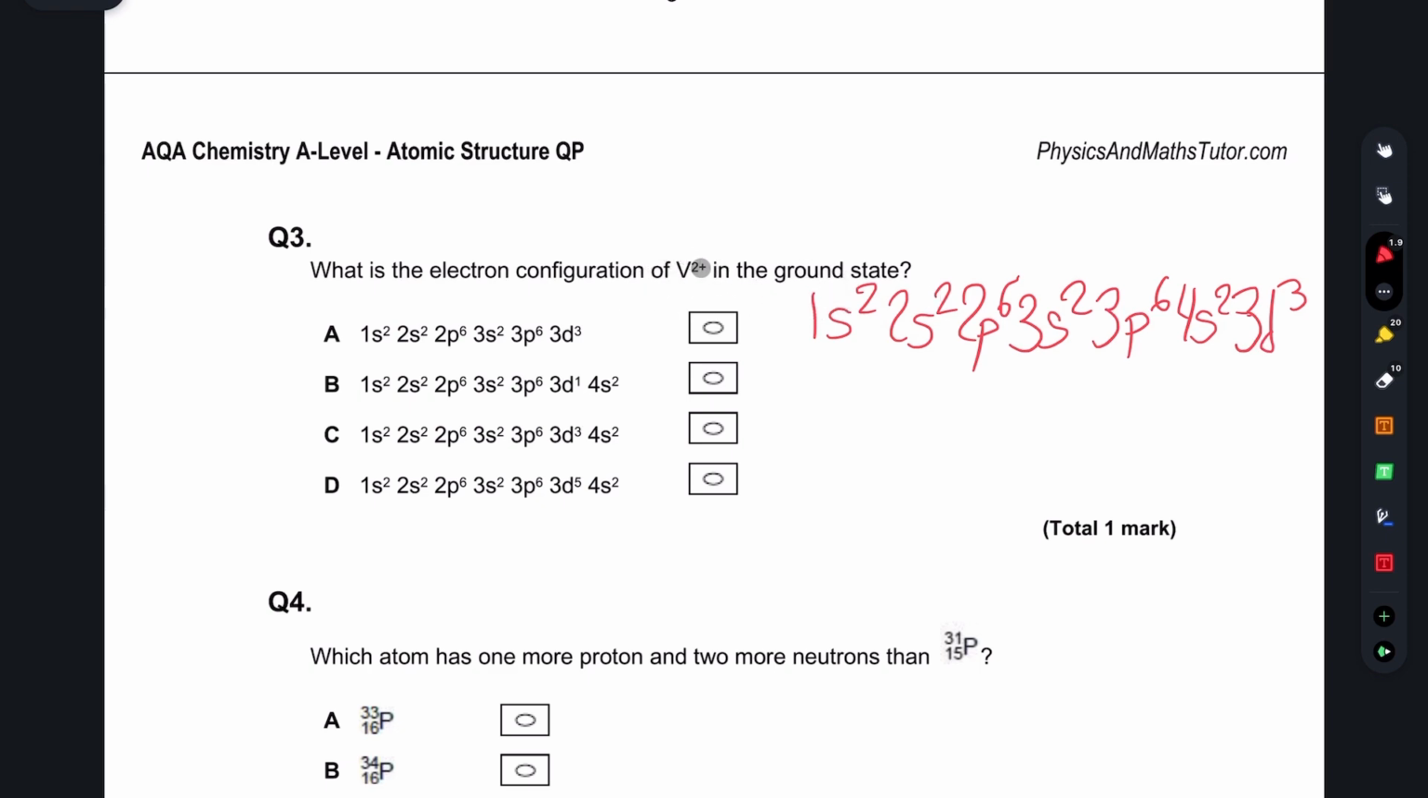So it says vanadium 2+, so this means 2 electrons were lost by the vanadium atom. We said before that the 4s electrons are lost before the 3d electrons, so we can just cross out those 4s2 because 2 electrons are lost, and we're left with 1s2, 2s2, 2p6, 3s2, 3p6, and 3d3. So the answer to this question is A.